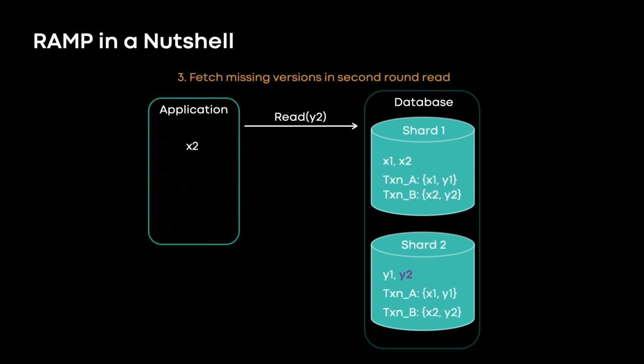So we'll go and send a second round read requesting Y2, and now our shard 2 has been updated with Y2, so that data is available, and we're able to return an atomically visible result once we've gotten Y2 from the database. There are several key benefits of RAMP that merit its potential use on TAO.